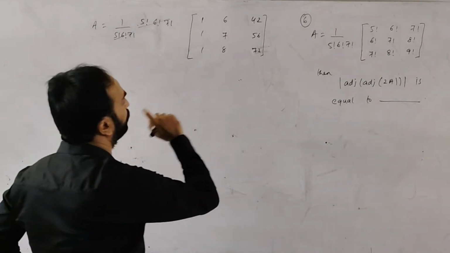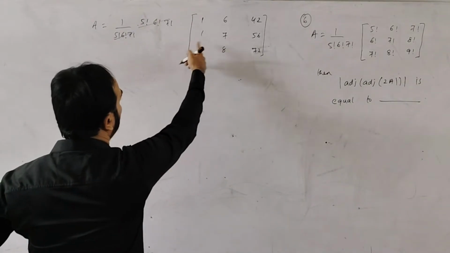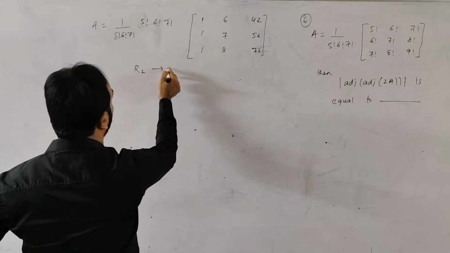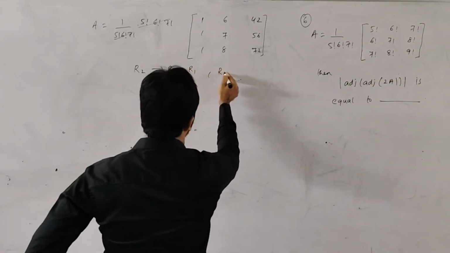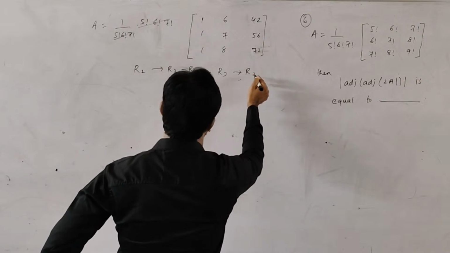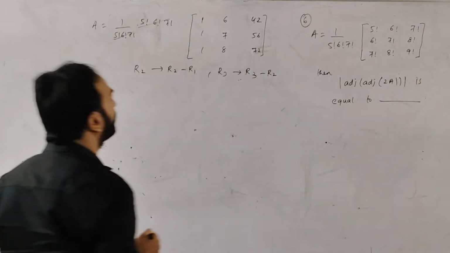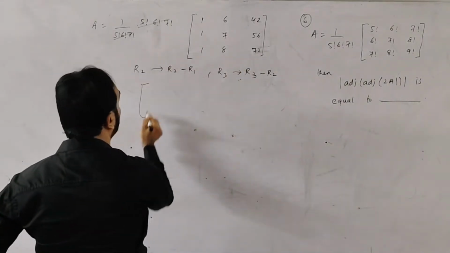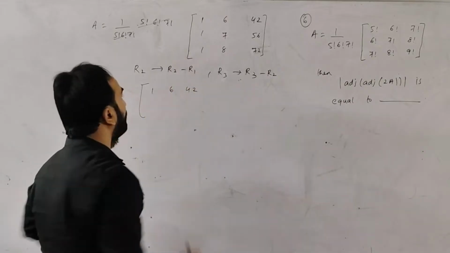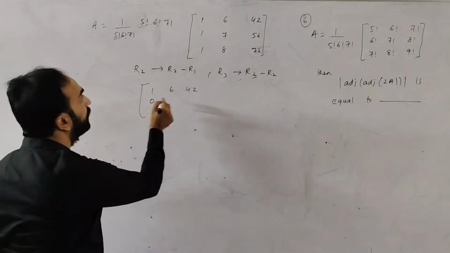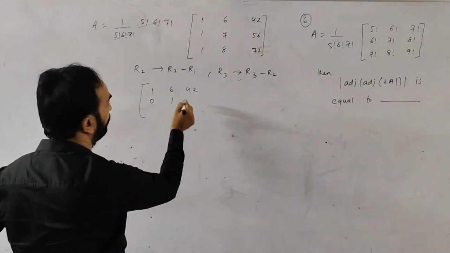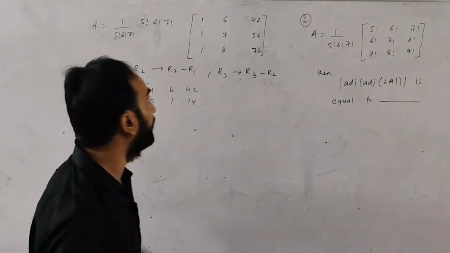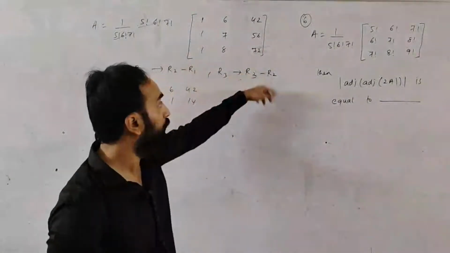So again apply some properties. We can write row 2 as row 2 minus row 1, and row 3 as row 3 minus row 2. Is it okay? Perform these operations. So it will become 1, 6 and 42. Then row 2 minus row 1 will become 0, and this will become 7 minus 6, 1, and 56 minus 42, 14. Correct? And then row 3 minus row 2.